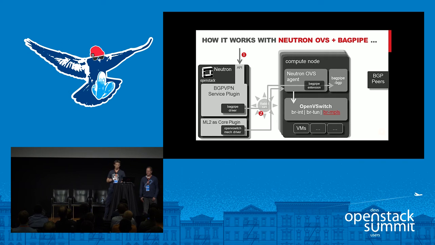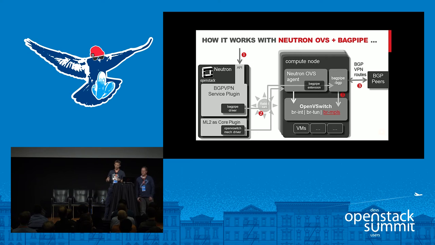This backpipe BGP component is responsible for advertising BGP VPN routes, receiving BGP VPN routes, and configuring the data plane accordingly, meaning when you have a route to a destination which is an MPLS route, add all the information so that the traffic will be encapsulated and sent on the right interface or tunnel.